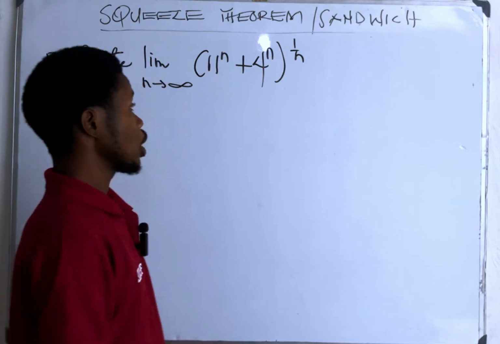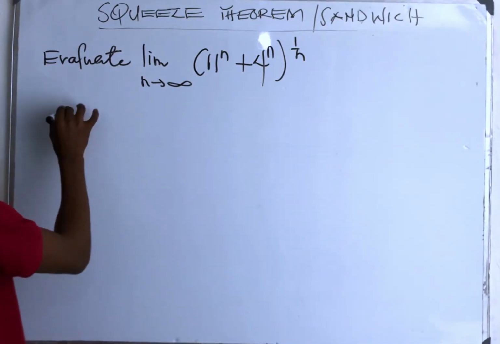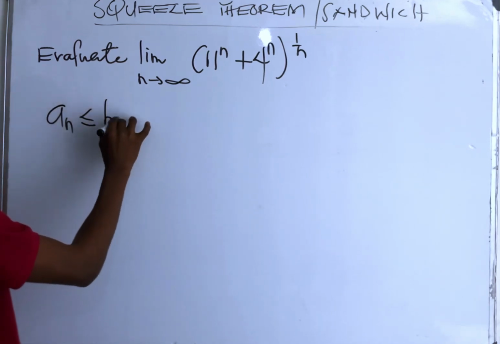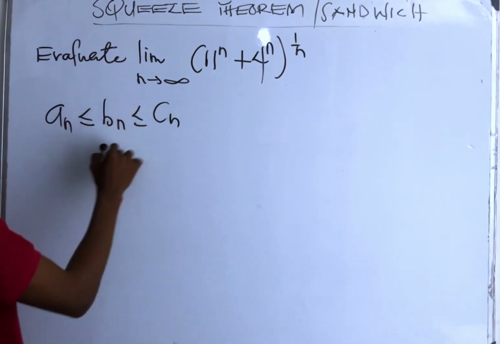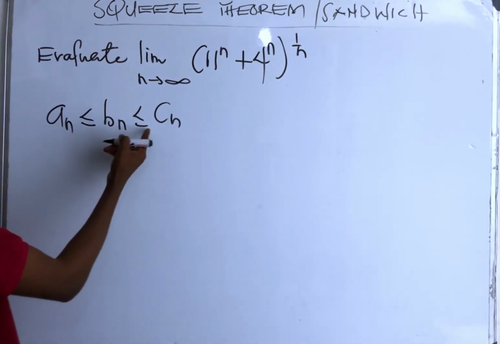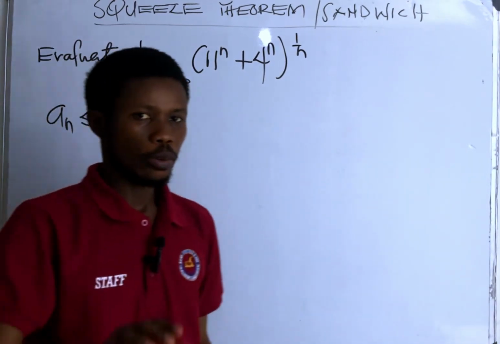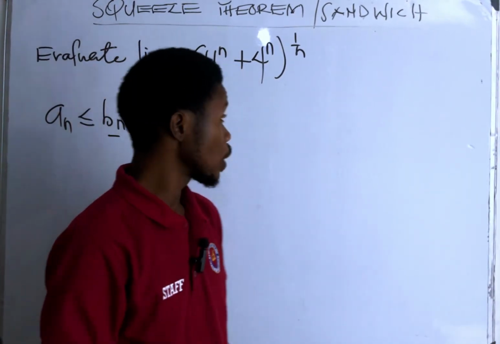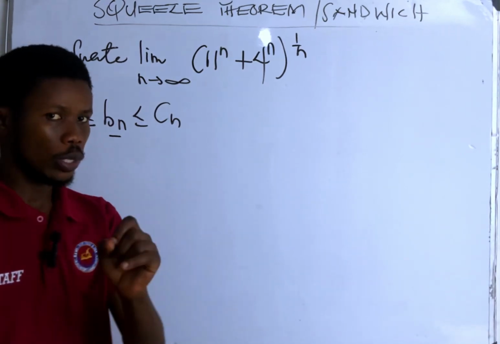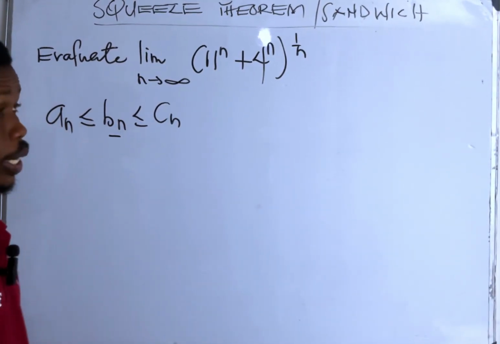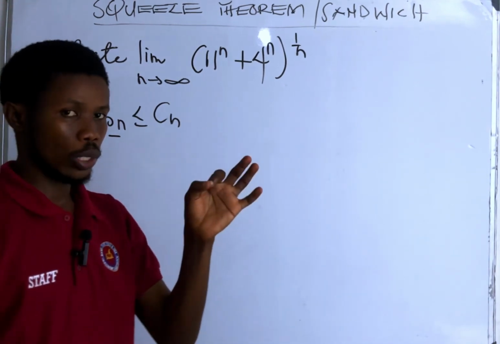So like I said, the squeeze theorem: we have a_n is less than or equal to b_n, which is less than or equal to c_n. Actually, we are finding the b subscript n, because that's the one we are squeezing. If you have watched my previous video, you will see how I explain it vividly there. If you have not watched that video, just go back and watch it.